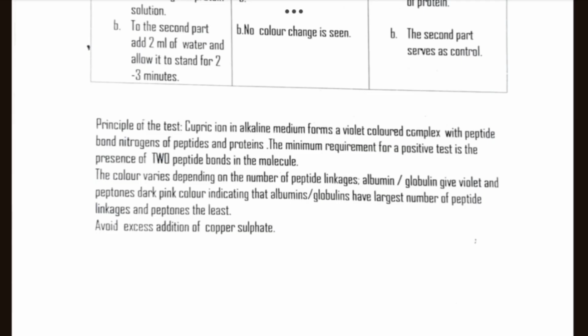The minimum requirement for a positive test is the presence of 2 peptide bonds in the molecule. Color varies depending on the number of peptide linkages. Albumin and globulin give violet, and peptone gives a dark pink color, indicating that albumin and globulin have the largest number of peptide linkages and peptones have the least. Avoid excess addition of copper sulfate.